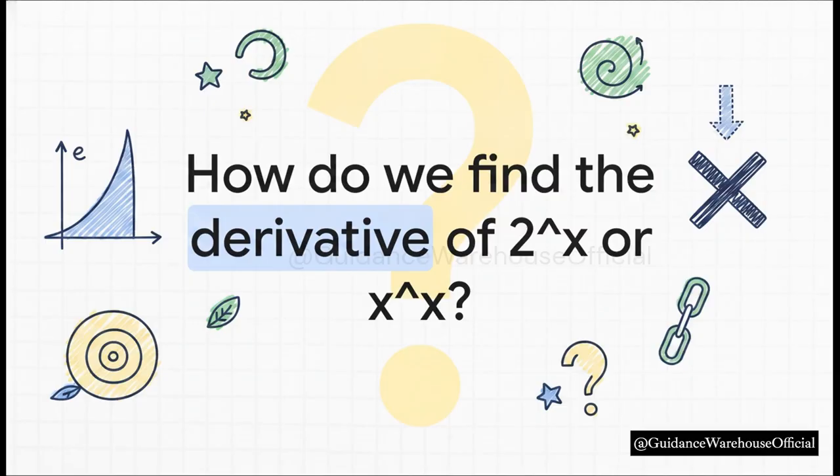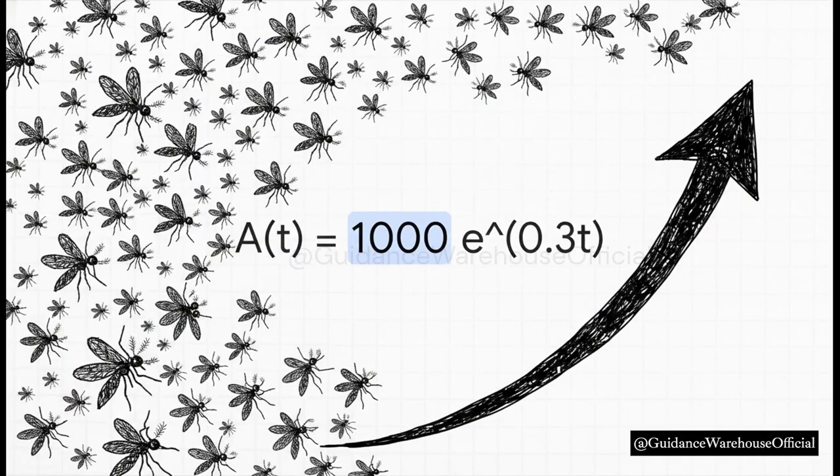Or even crazier, what about x to the power of x? Well, your standard rules are going to completely fall apart here. And look, this isn't just some abstract math puzzle to torture you with. Take a look at this formula right here. This actually models a real-life mosquito population exploding over time during a hot summer.